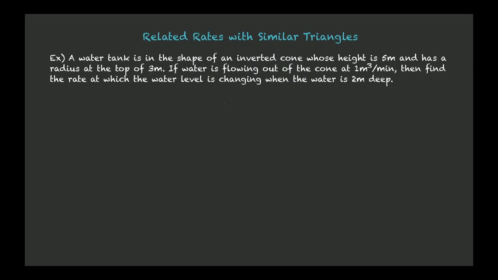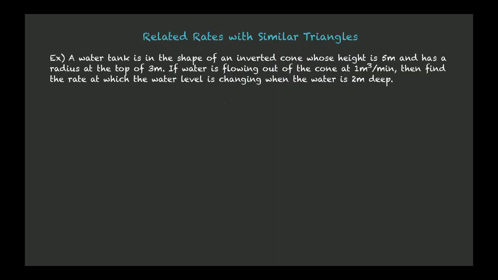All right, in this video, we're going to take a look at another related rate problem which uses similar triangles. So let's get right into it. A water tank is in the shape of an inverted cone whose height is 5 meters and has a radius at the top of 3 meters. If water is flowing out of the cone at 1 meter cubed per minute, then find the rate at which the water level is changing when the water is 2 meters deep.